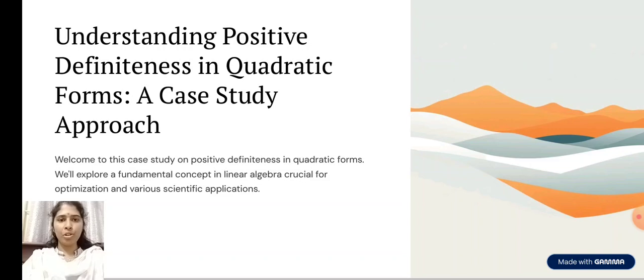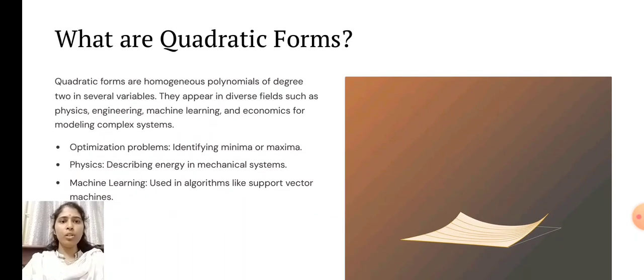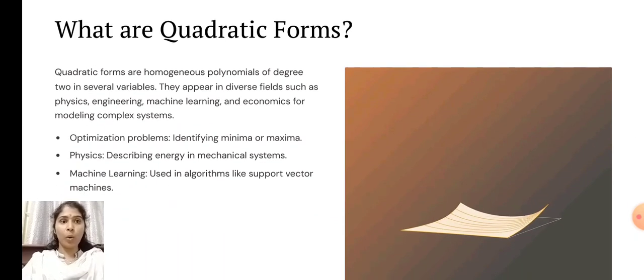As the continuation of the lecture series, today in this video we are going to see a case study based approach for the topic positive definiteness in quadratic form. As we know, there are three types of natures in quadratic forms: positive definite, negative definite and indefinite. We are going to take positive definite and see a case study problem. So first, let us see what is a quadratic form.